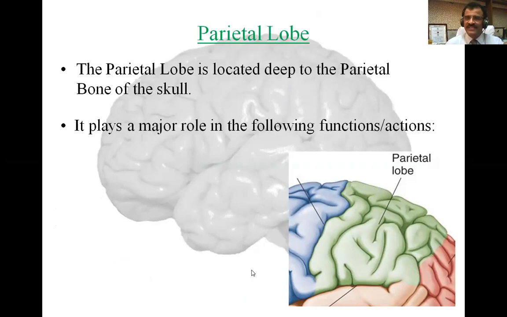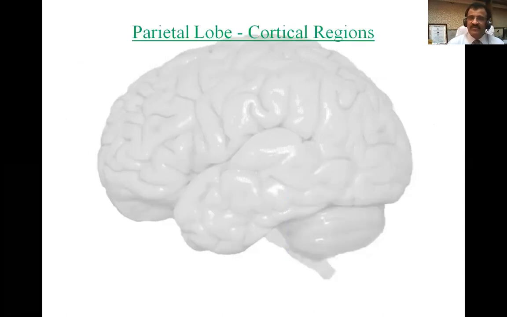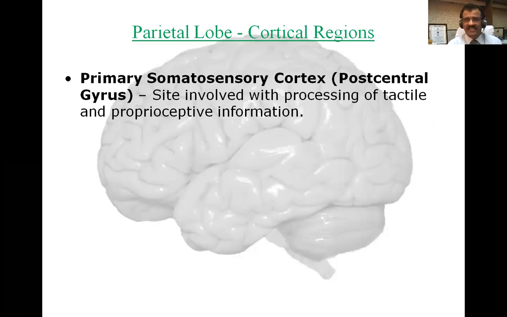And it plays a major role in functions such as senses and integrating sensations. So all general sensations, you can say pain, touch, temperature, pressure, proprioception, spatial awareness and perception, what we call. So that means we will get the primary somatosensory cortex, which is called the primary sensory area, areas 3, 1, 2, which is located on the post-central gyrus. It is for the processing of tactile and proprioceptive information. Tactile means touch. This includes pain, touch, temperature, both hot and cold.